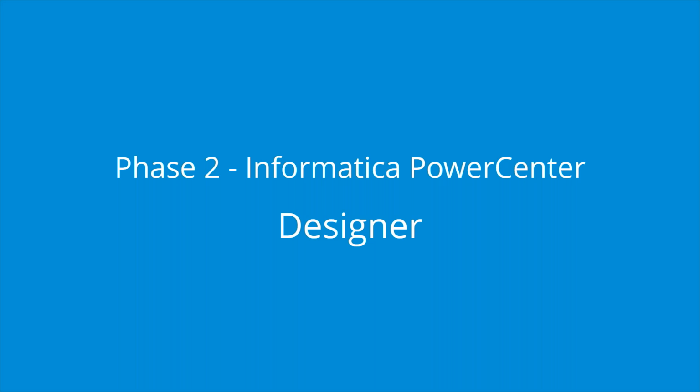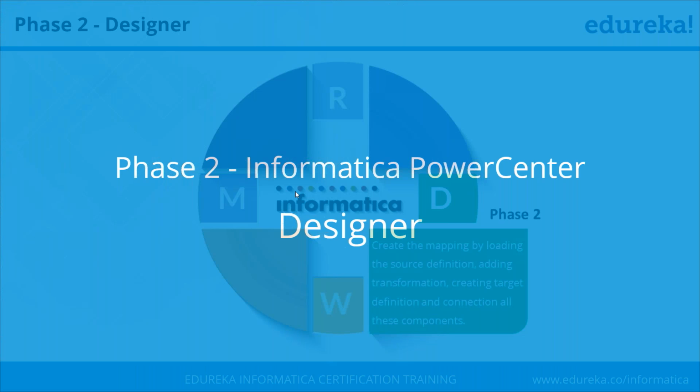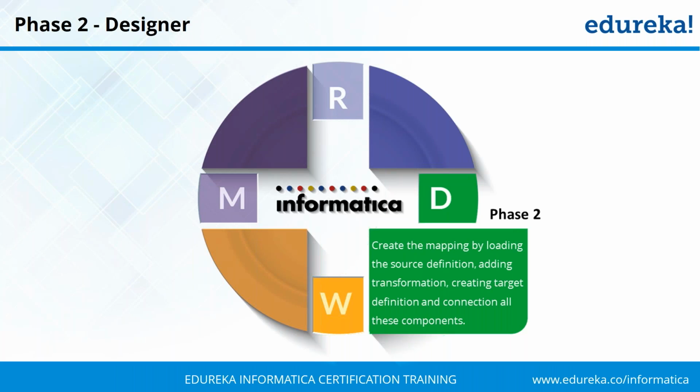Okay, so moving forward, let's talk about the second phase of our problem, which is going to be solved using Informatica PowerCenter Designer. In Informatica PowerCenter Designer, what you're basically going to do is create a mapping. In that mapping, you're going to take the source definition, then create various transformations, and finally, you're going to either create a target definition or link it to an existing target definition. And all these components are going to be connected to each other in that mapping.